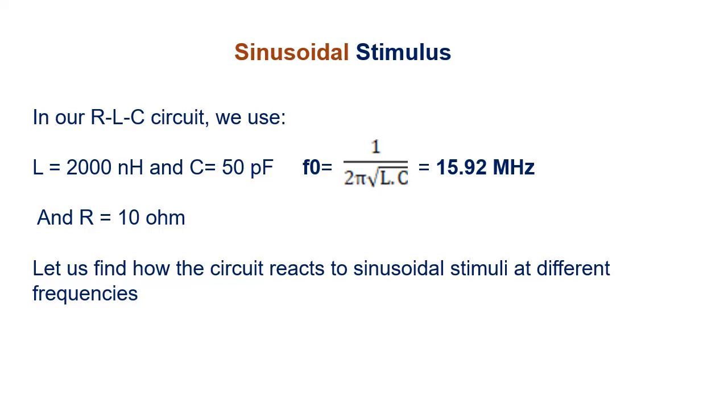Now let us consider sinusoidal stimulus. The natural frequency of the circuit, denoted f0 and described by the equation shown, is 15.92 MHz in this scenario. Let us find how the circuit reacts to sinusoidal stimuli at different frequencies.